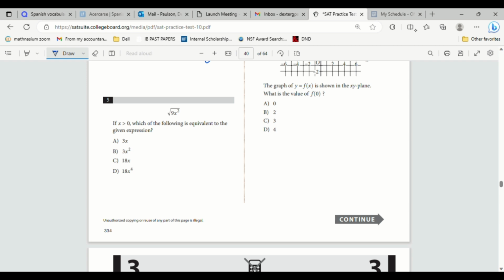Number 5, if x is greater than 0, which of the following is equivalent to the given expression? So it wants the square root of 9x squared. So what's the square root of 9? Well, that's 3. So we know it can't be C or D. And the square root of x squared, well, what times x gets x squared? Well, that's x times x. So multiplying something by itself, if you undo that, you get the square root. So 1x. So 5 is A.